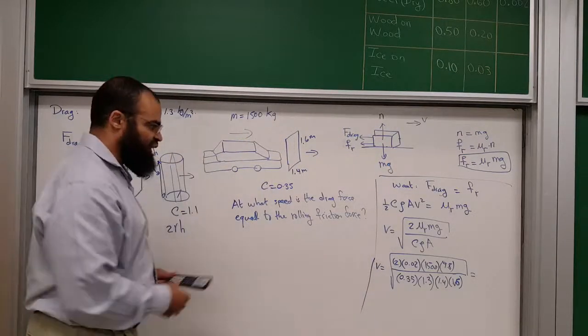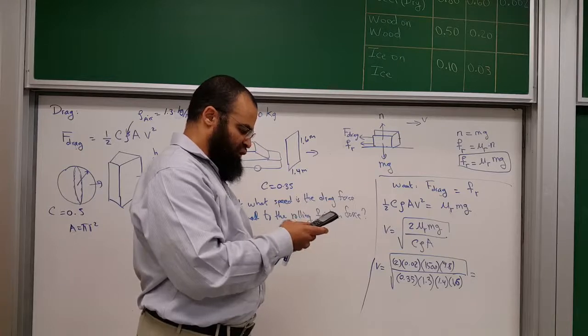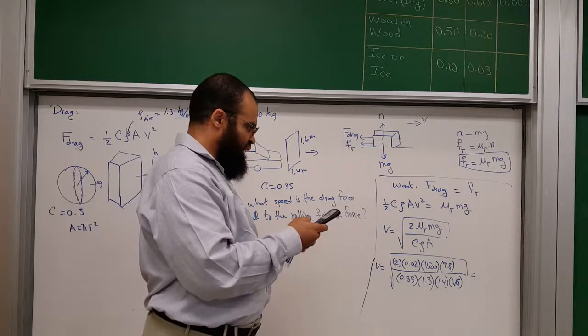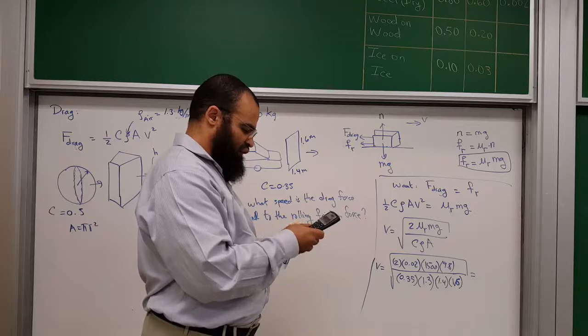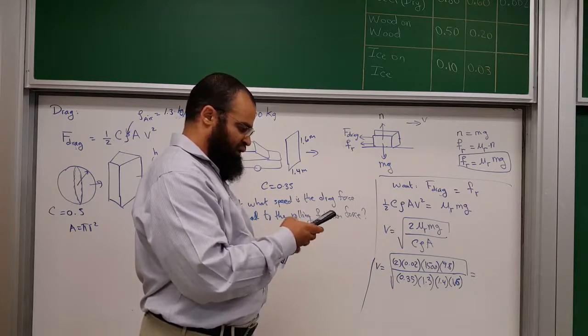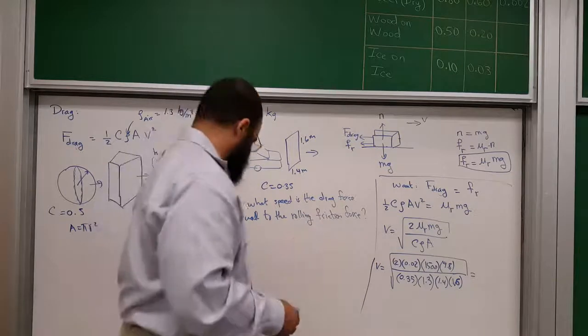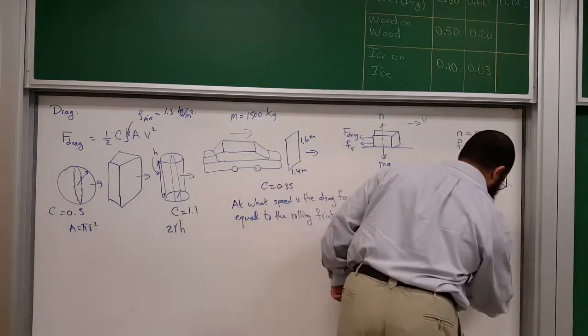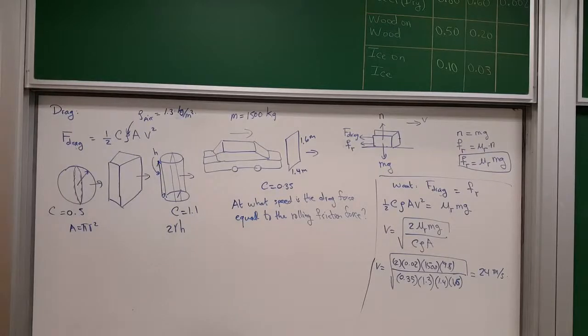Well, let's multiply and see what we get. We get 2 times 0.02 times 1500 times 9.8 over 0.35 over 1.3 over 1.4 over 1.6, and you square root that, and I get 24 meters per second. Which is, I forget how many miles an hour. We can look it up always. So about 24 meters per second, about 50 miles per hour. Okay, so that's one problem.